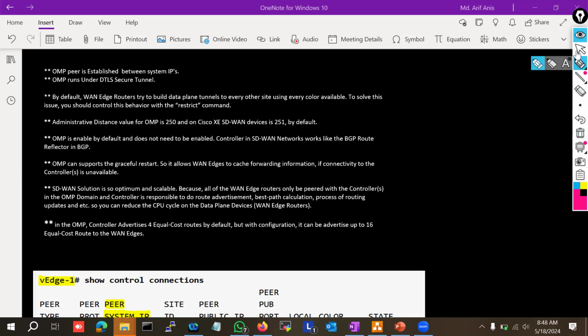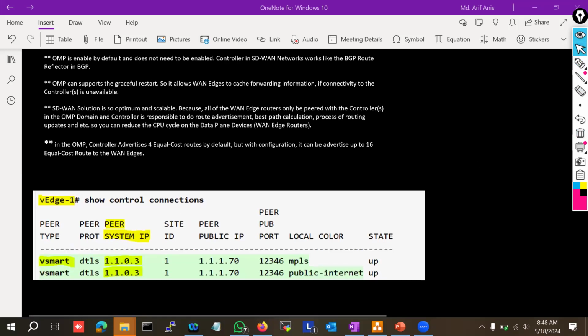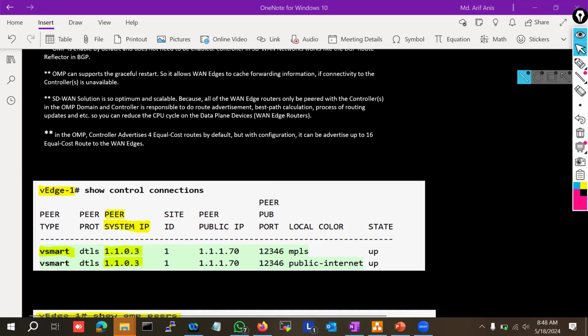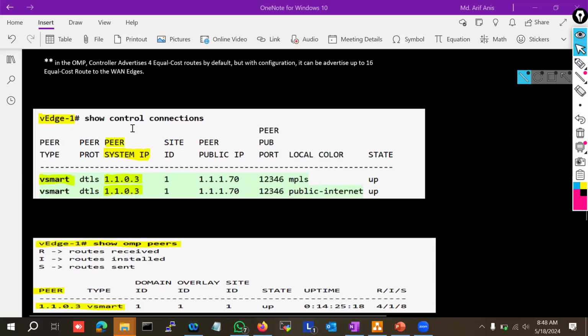So this information will be useful if you want to crack your SD-WAN or CCNP or CCIE exams, right? I've covered all the things. If you run show control connections on your edge routers, you will get these OMP peer connection details.